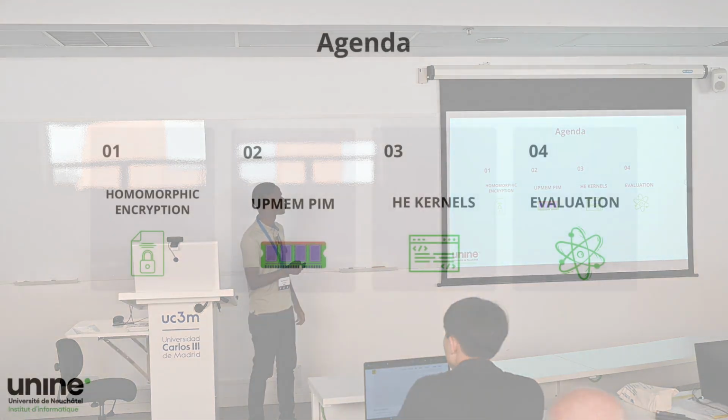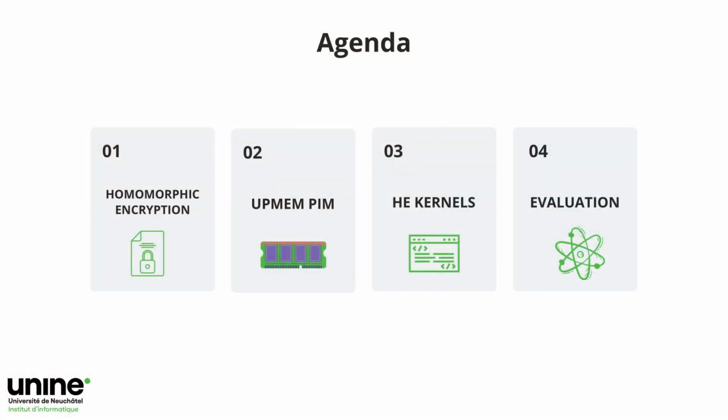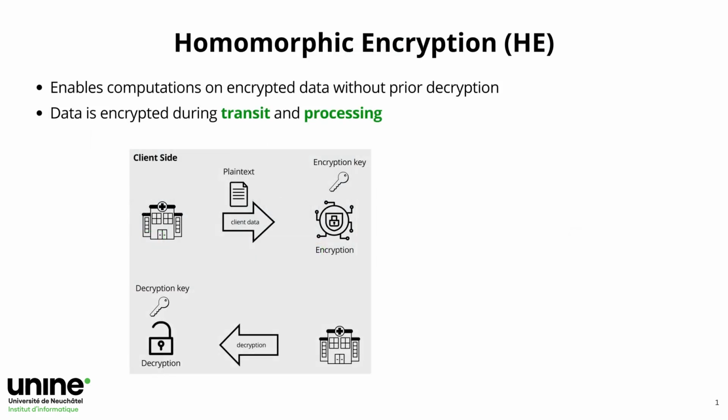So I'll go through homomorphic encryption quickly, then I think everybody has touched on PIM, then talk about HE kernels and the evaluation. So what is homomorphic encryption?